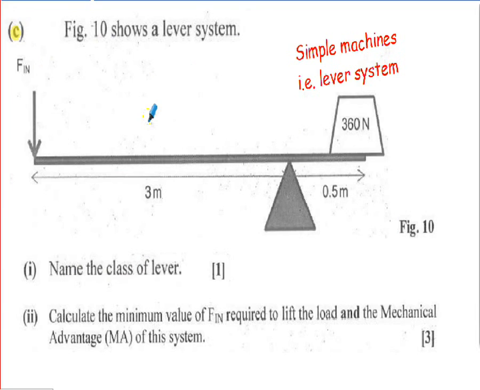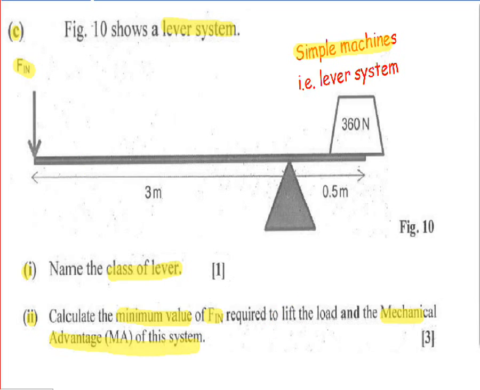In part C, it's given us a lever system. So again, this is back to simple machines, looking at levers here. It wants you to state the class of the lever, or the type of the lever. There are 3 types of levers: class 1, class 2, class 3, type 1, type 2, type 3. So you've got to state what type that is. And then it wants you to calculate the minimum value of the input force, sometimes called the effort, required to lift the load that's given in the question. And it also wants you to state the mechanical advantage of the system involved here.